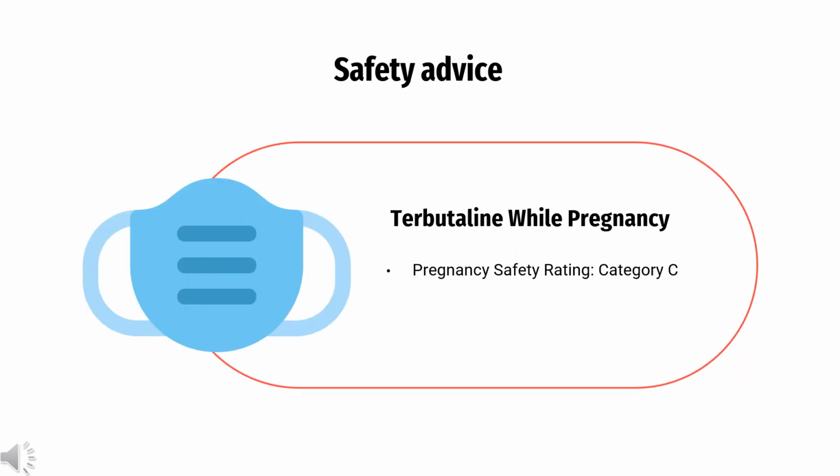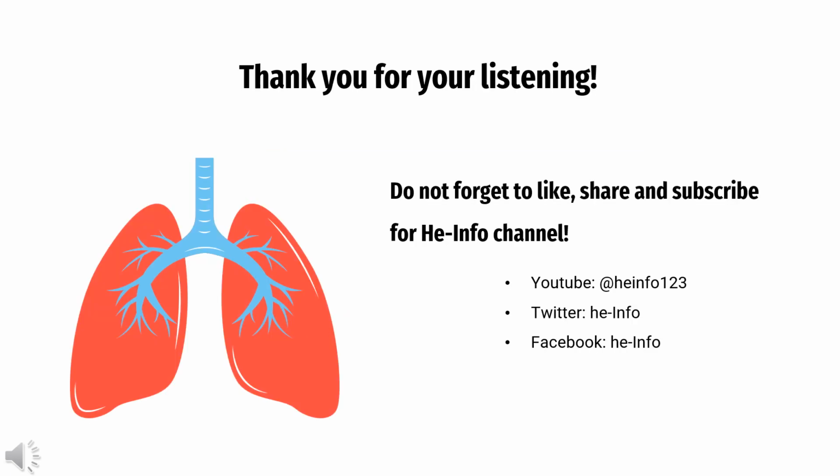Safety advice. U.S. FDA Pregnancy Category C: animal reproduction studies have shown an adverse effect on the fetus and there are no adequate and well-controlled studies in humans, but potential benefits may warrant use of the drug in pregnant women despite potential risks. That's all the information about terbutaline we collected.